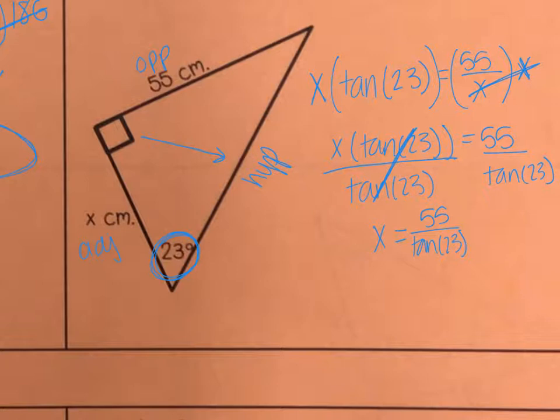Yes. So can I use my calculator now? Yes. So in your calculator, you do 55, and then what operation are we doing here? Multiplying, adding, dividing, subtracting. Dividing. So you need to put 55 divided by tangent of 23. 129.46.